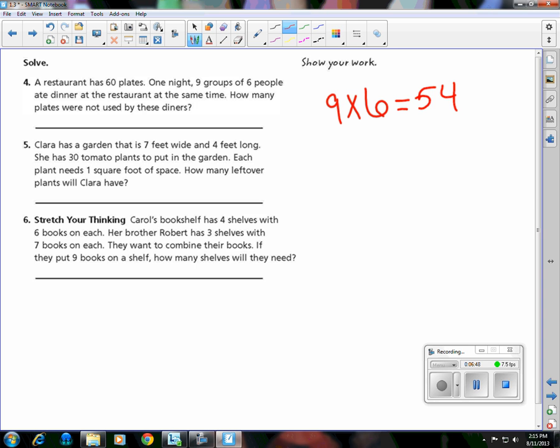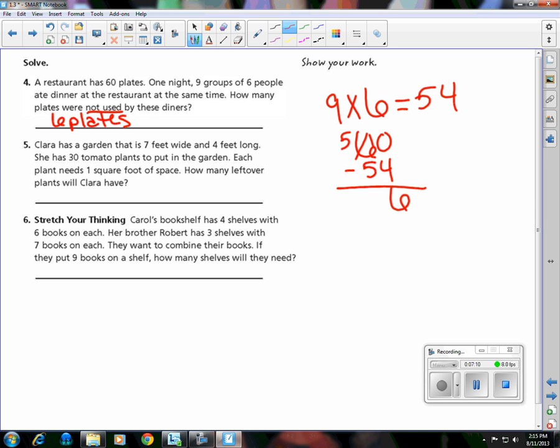Have I found my answer yet? No, because it says how many were not used. So I have another step here. I'm going to go 60, and I'm going to subtract out 54. 60 minus 54 is 6. So 6 plates weren't used. And I'm going to label my answer 6 plates.